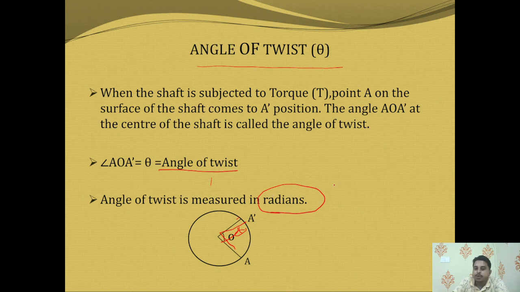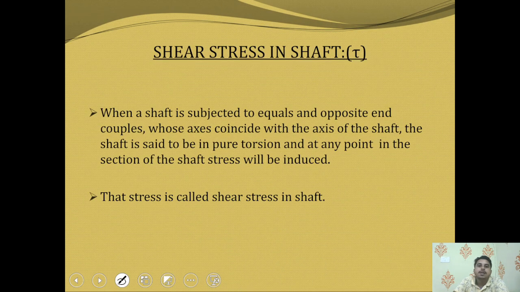And we already know that 1 radian is equal to 360 degree divided by 2 pi degree. So you have a conversion factor here, that is 1 radian to degree. The conversion factor will be 180 divided by pi. Okay, in order to find out the angle of twist in degree, you have to multiply radian by 180 divided by pi.